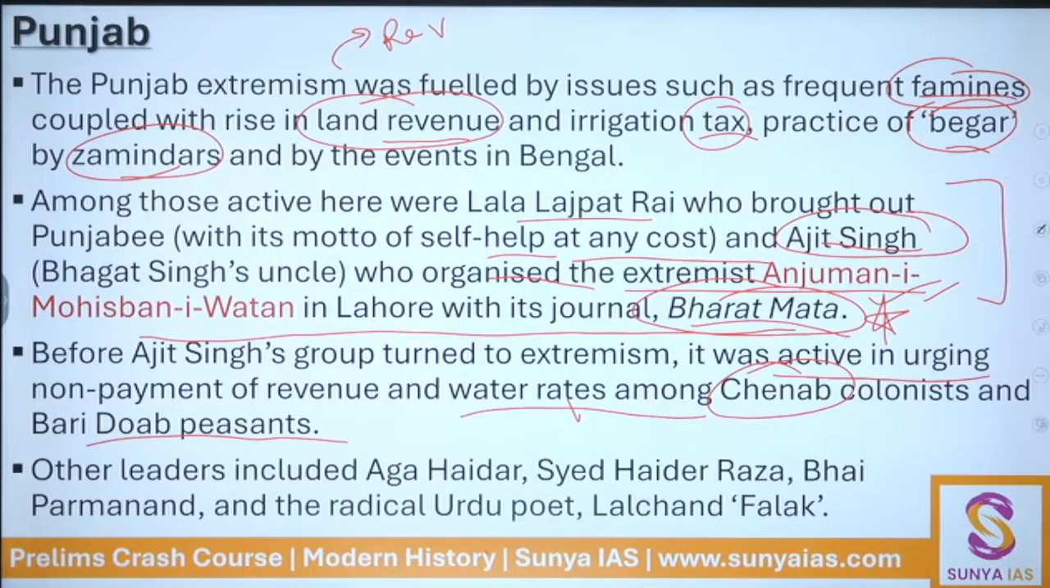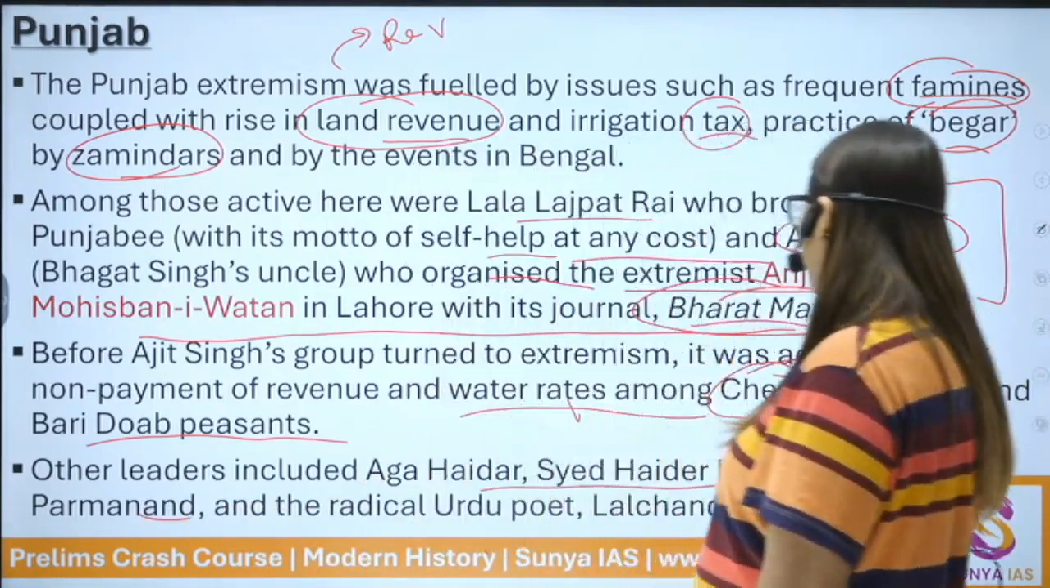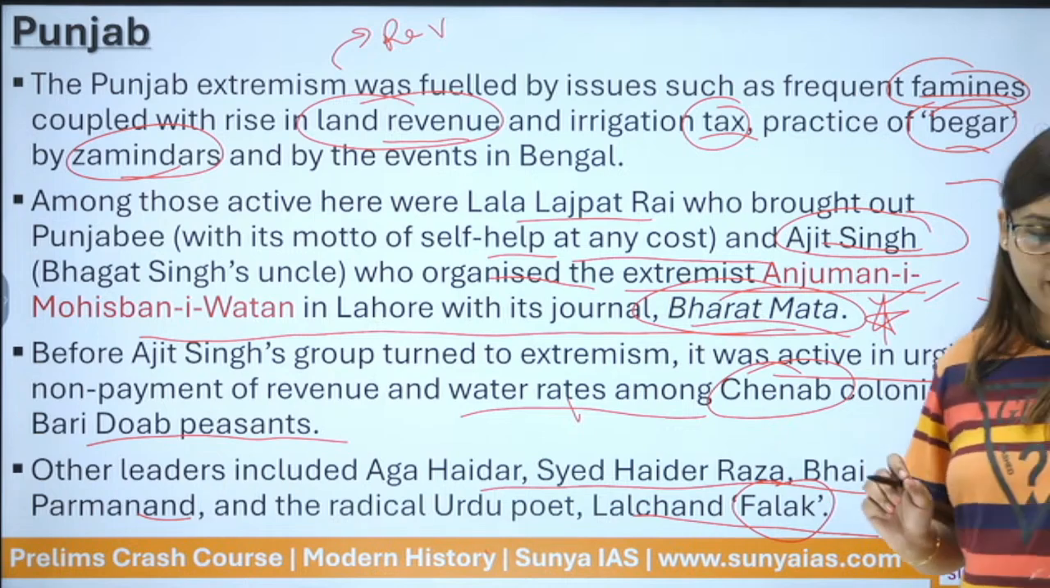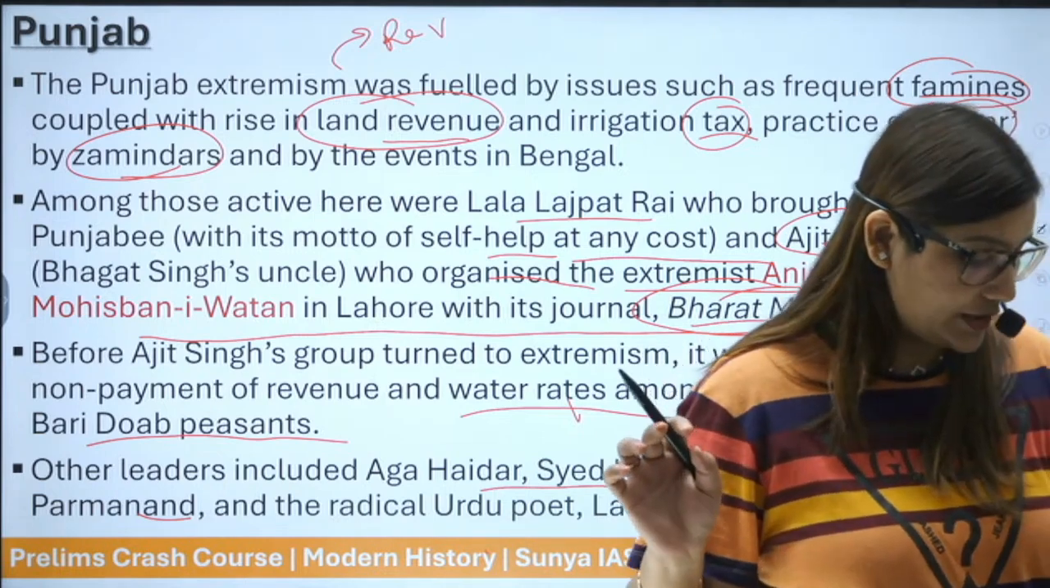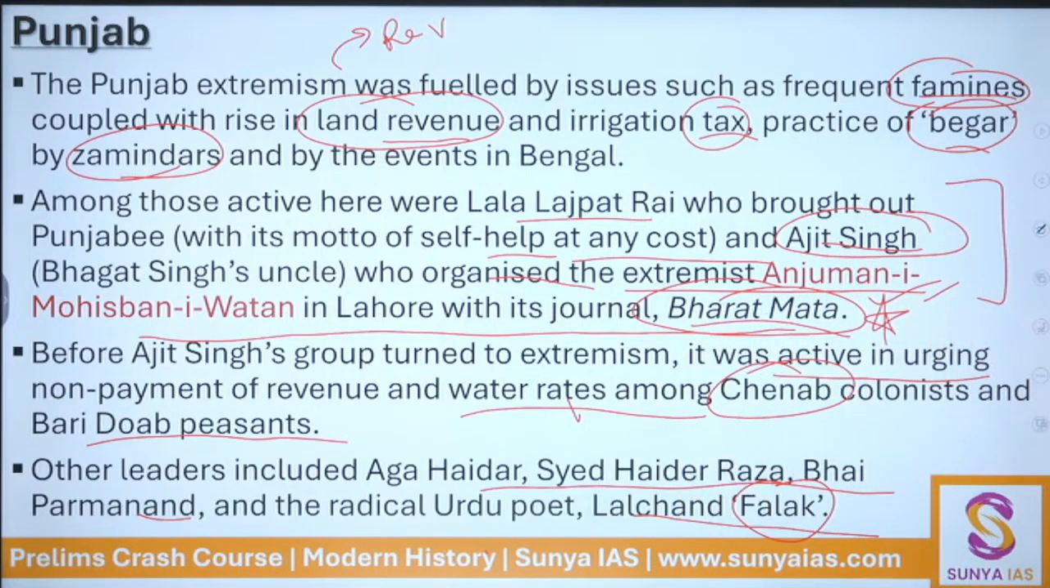Other leaders included Aga Haidar, Sayyid Haidar Raza, Bhai Parmanand, and the radical Urdu poet Lal Chand, who used the pen name Falak. Okay, Falak. Fine. So these leaders were from Punjab. I hope you understood it. It's a very, very important point.